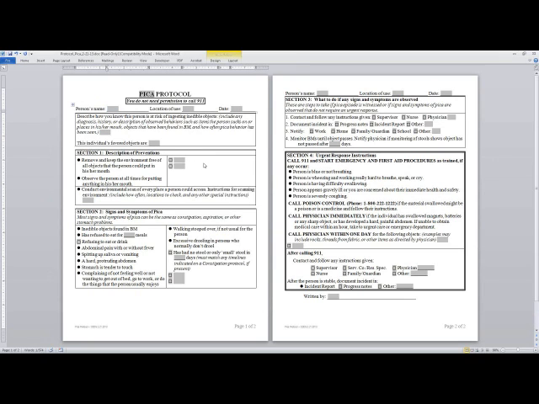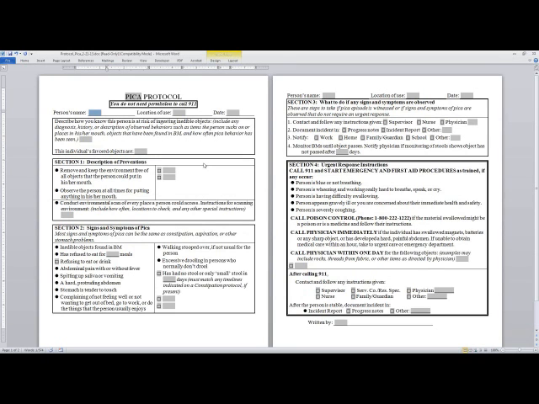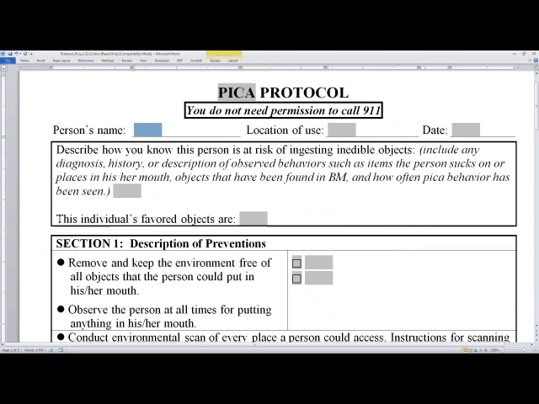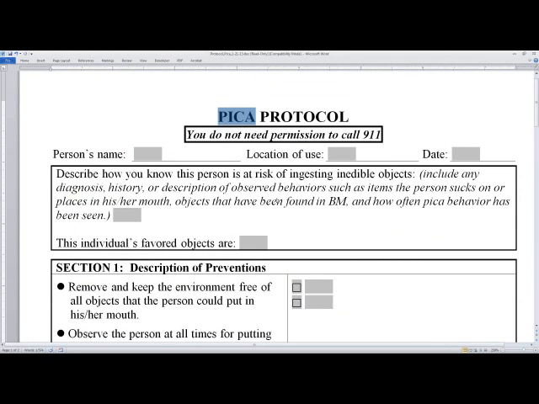I'm just going to zoom in a little bit on this form so you can see it a little better, and let's just walk through from the top. So right at the very top, you'll notice that the word Pica in the title is, as you might remember from the seizure protocol, something you can actually change right up at the top.